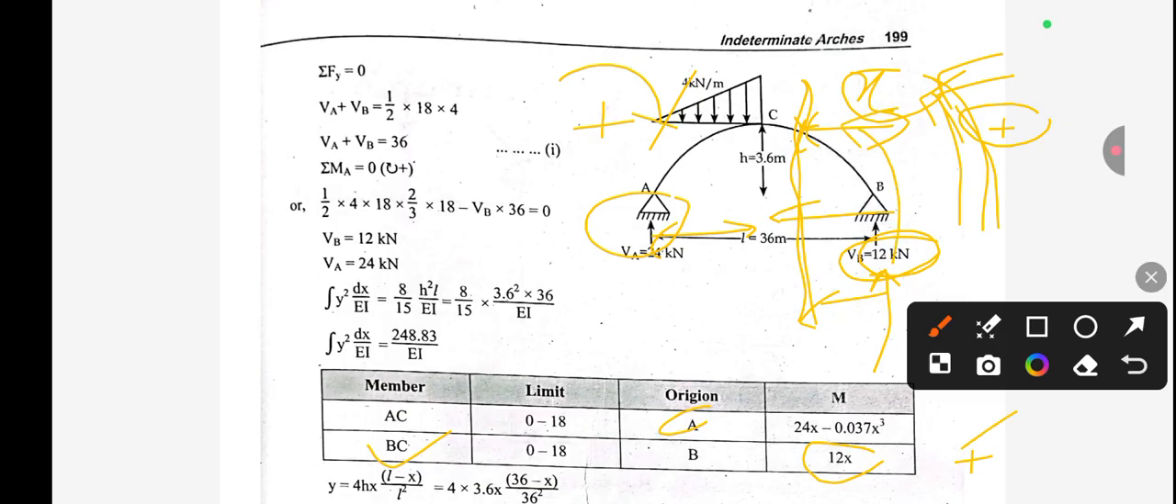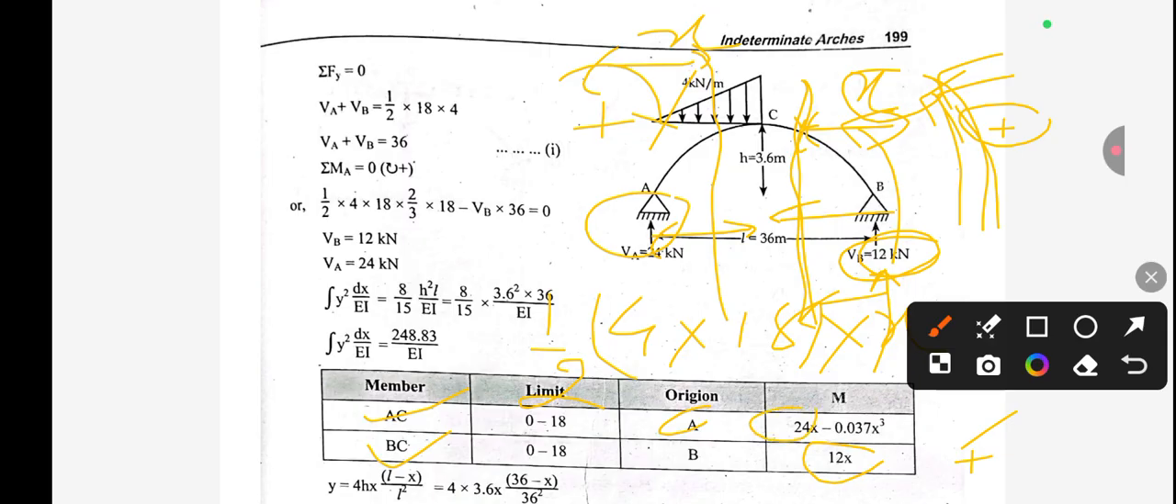Now we need to calculate this for the member AC. Let us take a section here, at distance X. The total load will be 4 into 18, because this is 18, and we have to take half because this is the UVL, so 1 by 2, 4 into 18 into X, which means this value will be 24x.